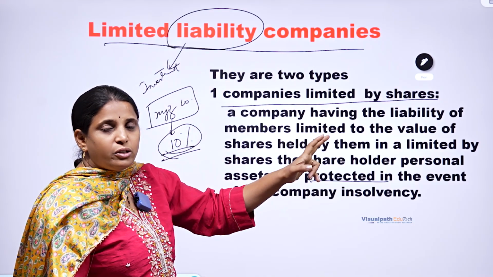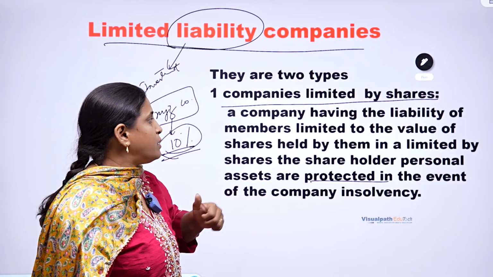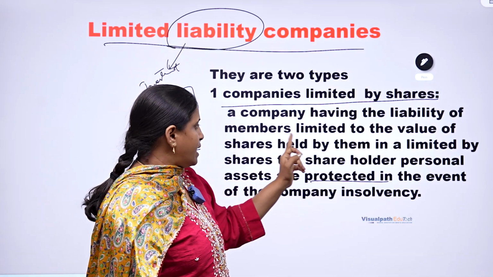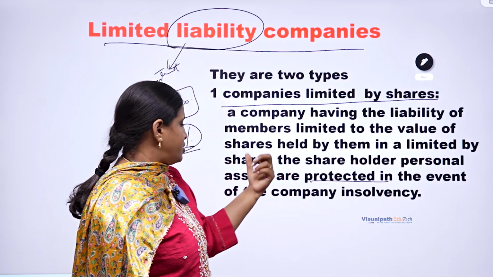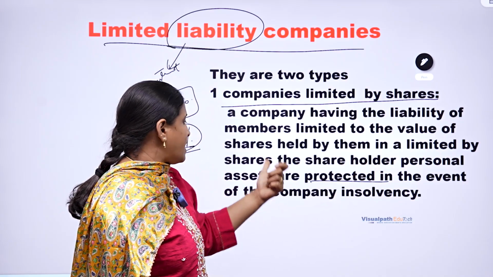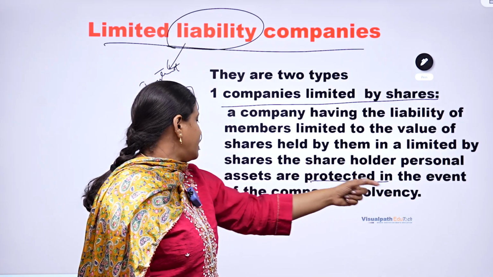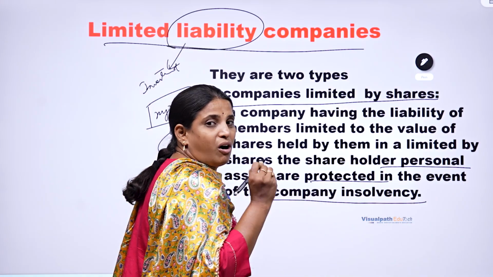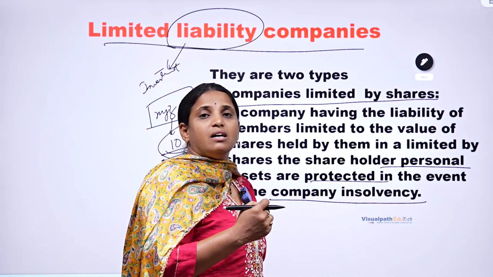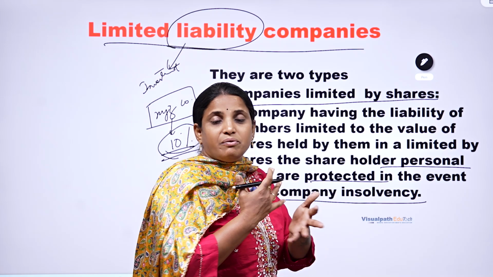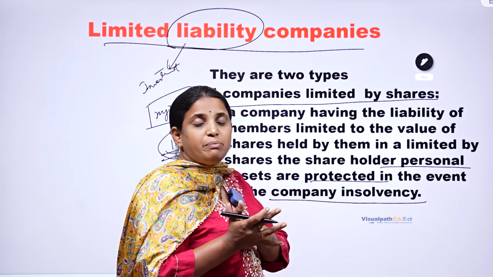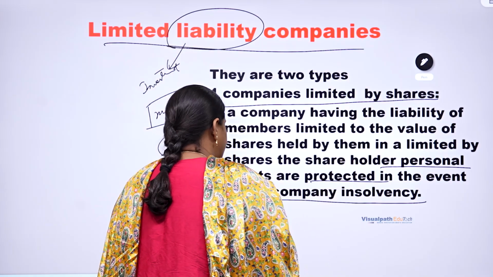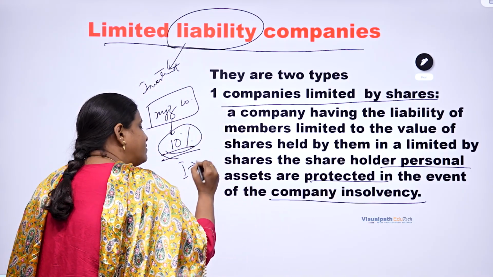How much share value am I owning? 10%. So how much am I responsible for? I am only responsible for the 10% of the shares held by me in a company limited by shares. The shareholder's personal assets are protected in the event of the company's insolvency. All my personal assets, whatever is linked to my family members or to me, cannot be involved in the business. I am separate and my investment is separate.